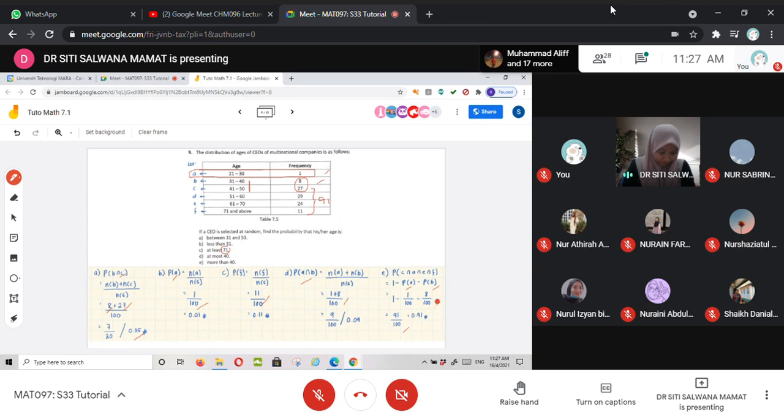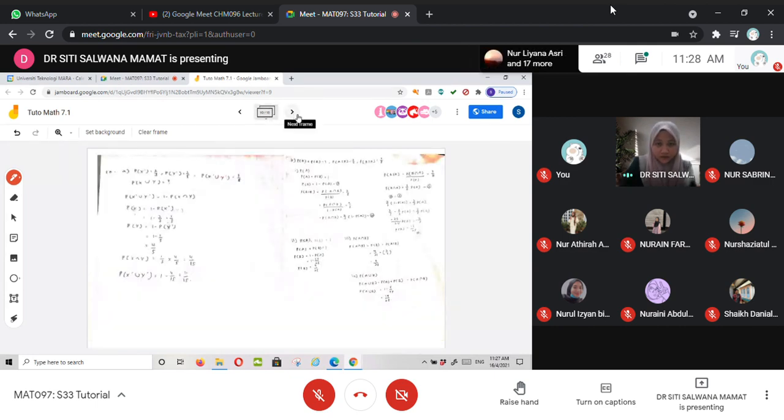Okay, can you do number 9? It depends. If you want to do it like this, that's fine, otherwise you can read directly from this table. The concept is the same. Okay, so this is number 9. Okay, so the last one, number 10.